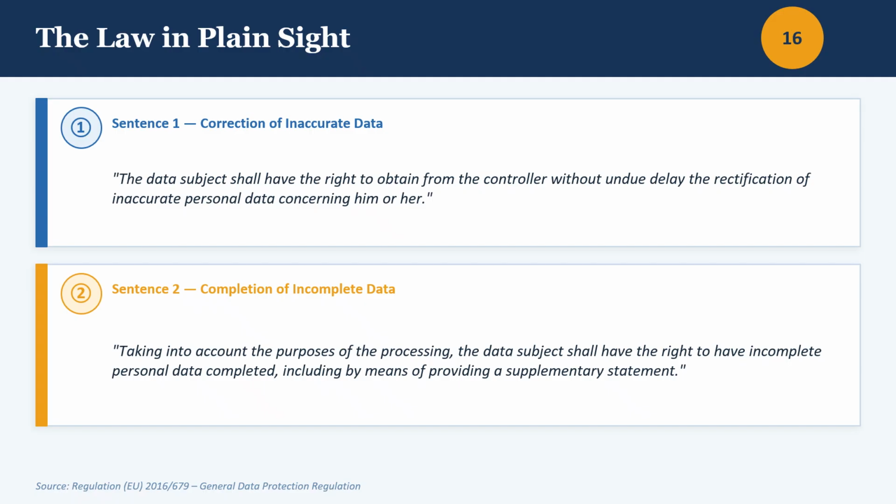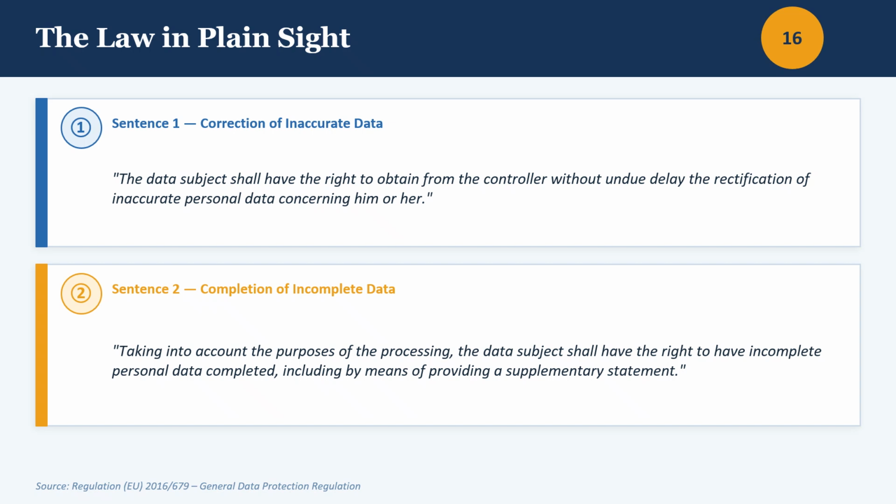Now, in plain English, this means if a company or organization has wrong information about you, you can go to them and say, fix it, and fix it quickly. 3 key phrases here. First, data subject. That's you, the person the data is about. Second, controller. That's the company or organization holding your data. And third, without undue delay, meaning they can't just sit on your request and do nothing.